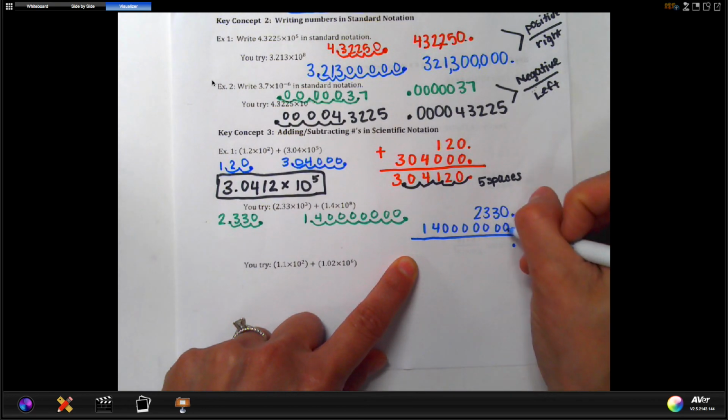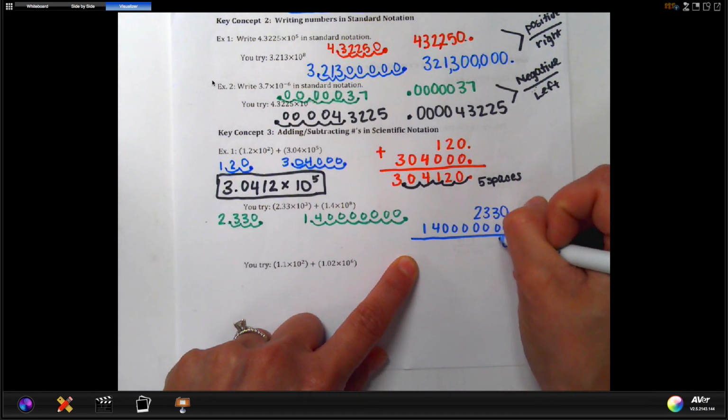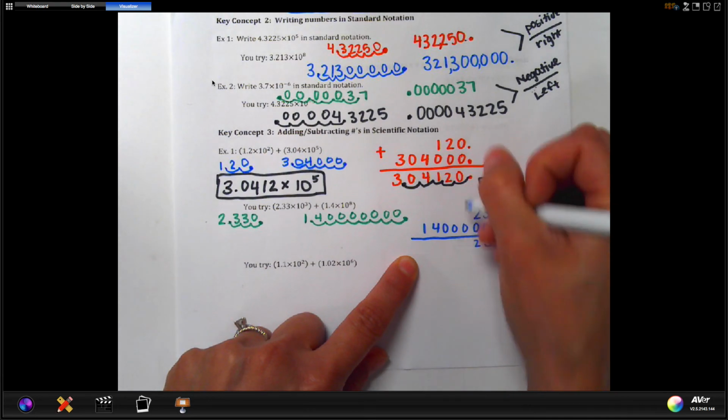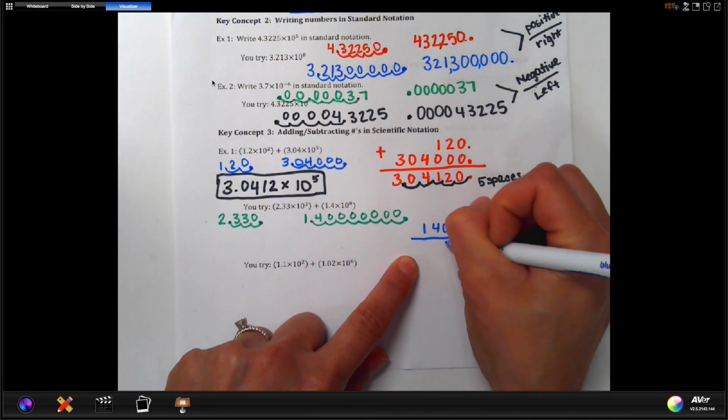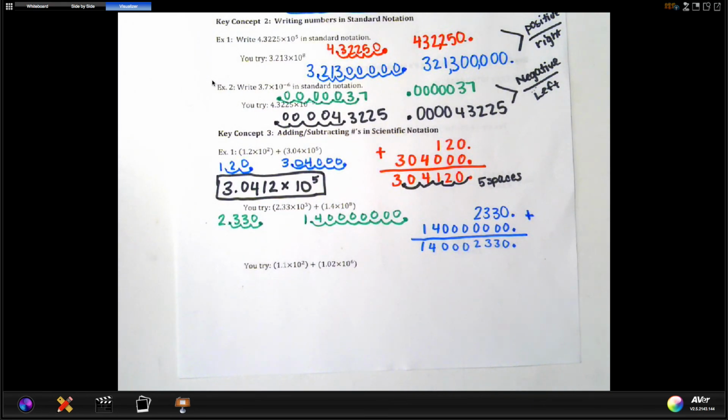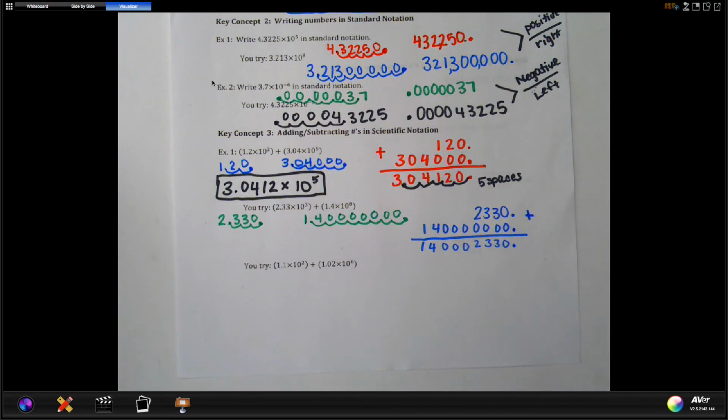So 0 plus 0 is 0. 3 plus 0 is 3. 3 plus 0 is 3. 2 plus 0 is 2. Now nothing added to these, so I can just put them down. Okay, and there's my number in standard notation, 140,002,330. But I want to put it back in scientific.